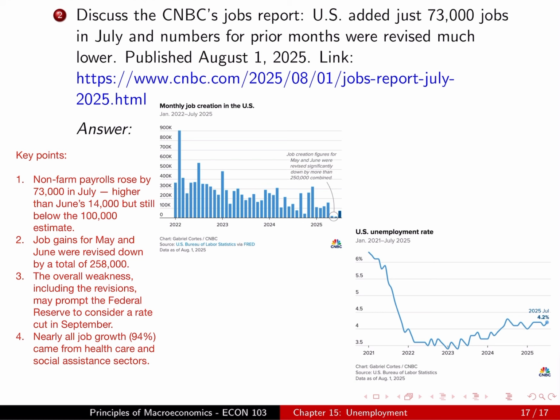May and June job numbers were revised down by over 250,000. This means past job growth was weaker than we thought. Because of this weak report, the Federal Reserve might lower interest rates in September. Almost all job growth, 94%, came from healthcare and social assistance sectors.